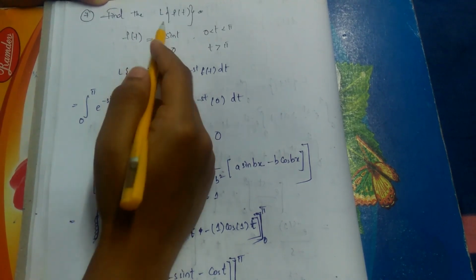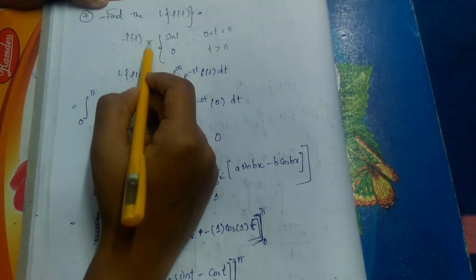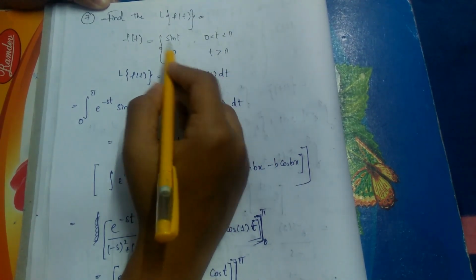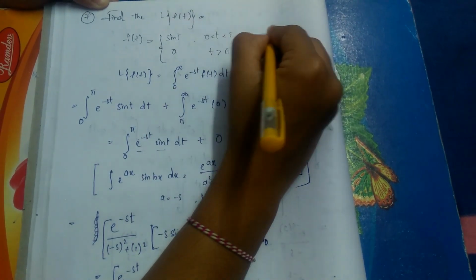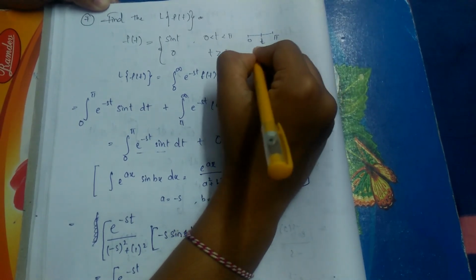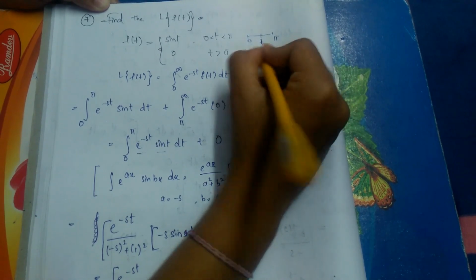Here is the final problem on this topic. Find the Laplace transform of f of t, where f of t is equal to sin t for 0 less than t less than pi, and f of t is 0 when t is greater than pi. So here t is lying between 0 to pi, and here t is greater than pi, nothing but from pi to infinity.